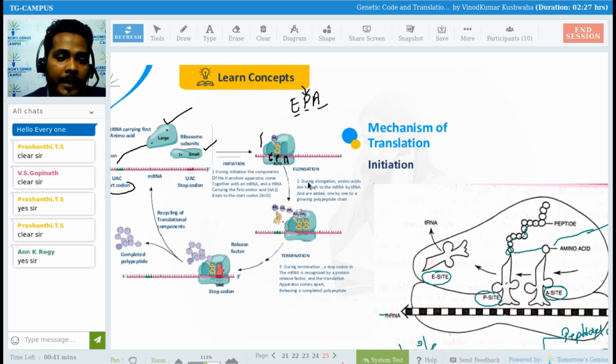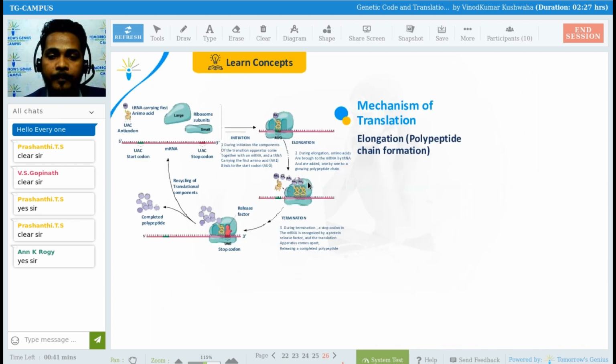So you can see here, together with the mRNA, a tRNA carrying the first amino acid binds to the start codon. The next step is called elongation. Now after binding, this machinery is ready in the elongation phase, which is called polypeptide chain formation. During elongation, amino acids are brought to the mRNA by tRNA and are added one by one to a growing polypeptide chain.